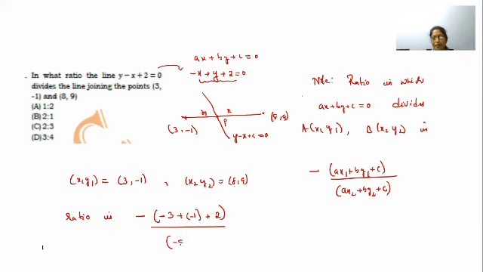That's all you need to do. Okay, yes, so replace x by 8; there's a minus sign, plus y replaced by 9, plus 2. I believe this is fine for my students. Minus of this is -4 plus 2, which is -2, divided by -8 plus 1 plus 9, 1 plus 2, 3. So what does the ratio become? It is 2:3. See how simple it is. Option C has to be the correct answer. All right.